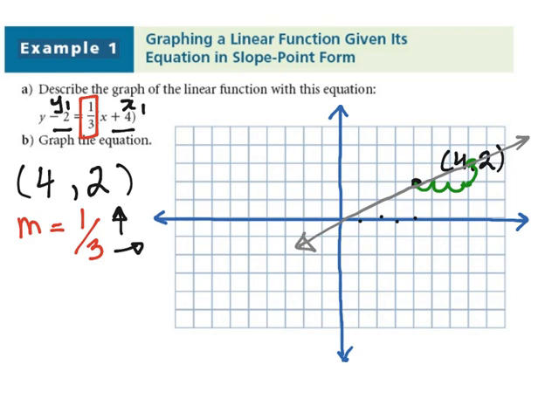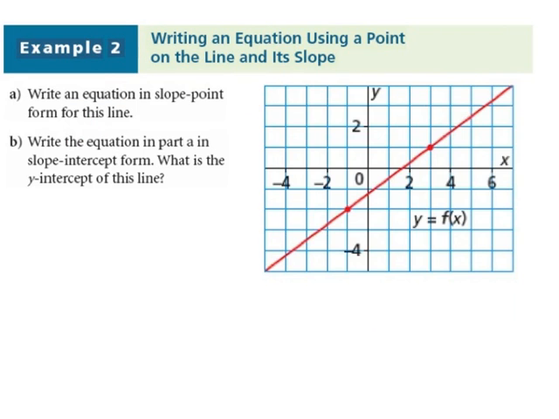Let's take a look at a different example. Given the following graph, write an equation in slope-point form for this line. Then we're going to rewrite the equation in part A in slope-intercept form. And what is the x-intercept of this line?